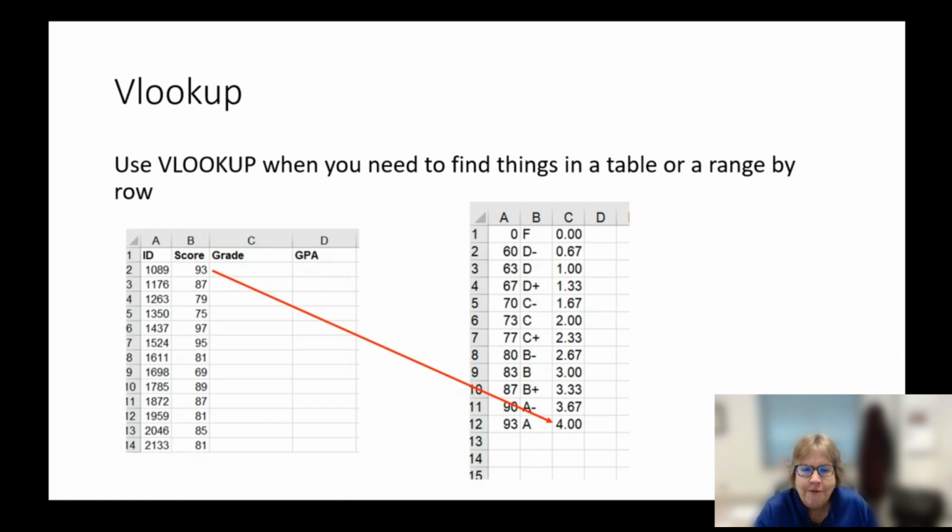So what we're looking for is information that is stored in a table vertically. For example, here we have a list of random test scores, pretty much made up. And what we want to do is find the score to return a grade and GPA. So here we have a lookup table on another worksheet. We have the scores, the letter grade, and the GPA for each of the corresponding scores. So we want to look up a 93, and we would find that it has a GPA of 4 and a grade of A.